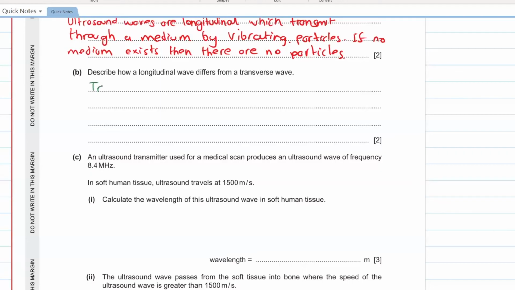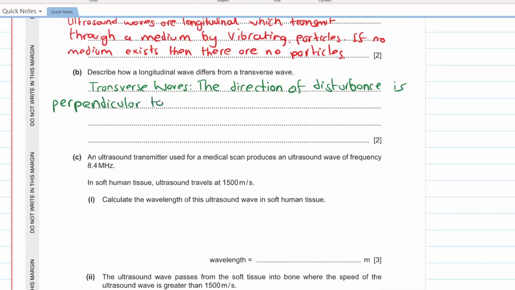For a transverse wave, you can say the direction of disturbance, I expect every one of you to know this, the direction of disturbance is perpendicular to the direction in which the wave travels. And what about longitudinal waves?